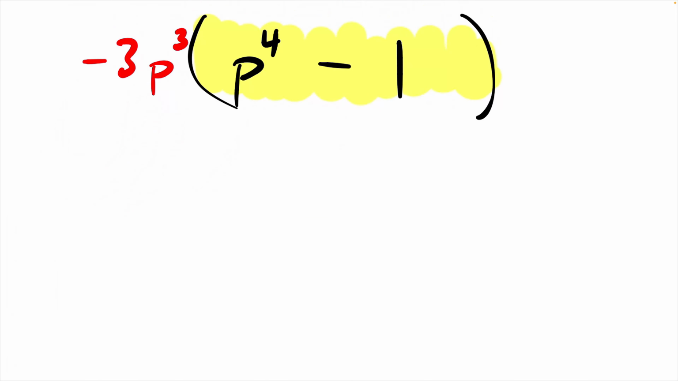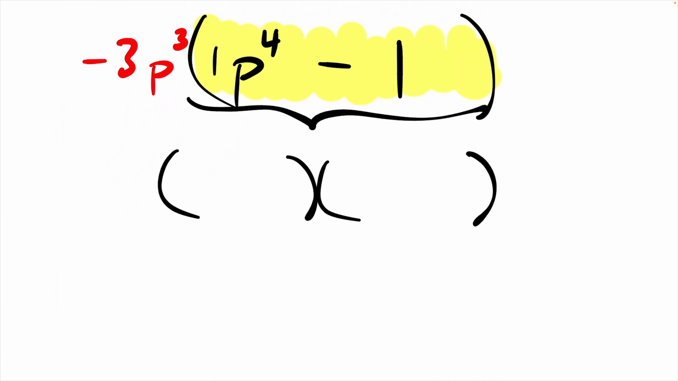So let's ask the 3 questions again. Is it a binomial with subtraction in the middle? Check. Is the biggest power even? Check. Are the numbers in front both square roots? 1 times 1, 2 times 2, 3 times 3, 4 times 4. Yes, 1 is 1 and 1, right? So it is difference of squares. Okay.